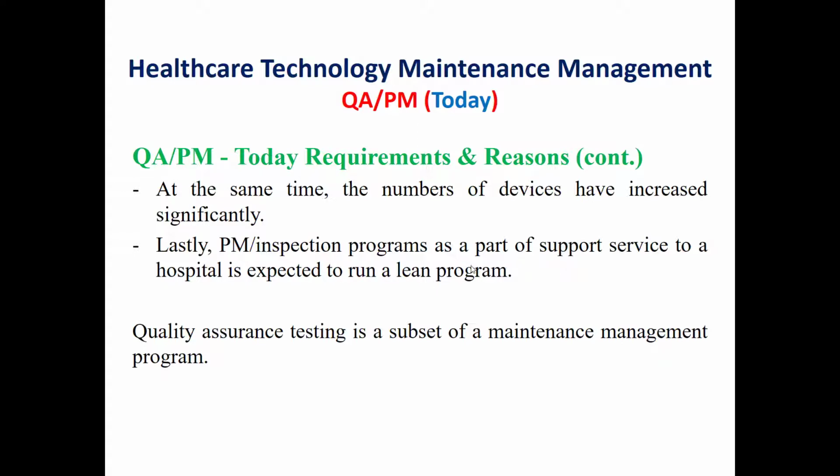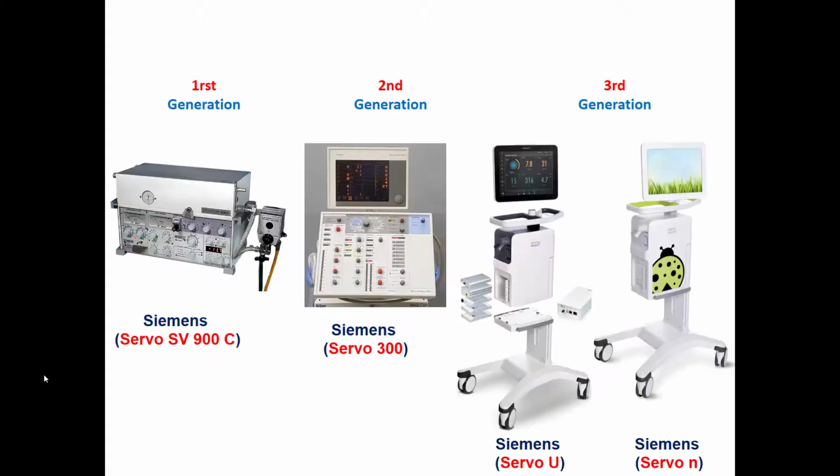Okay, so these points are behind the reason to minimize the number of the safety and performance testing as well as the preventive maintenance. So now, quality assurance testing is a subset of the maintenance management program. To demonstrate the change in the philosophy of performing the quality assurance and the preventive maintenance, we'll take the ventilator as an example.